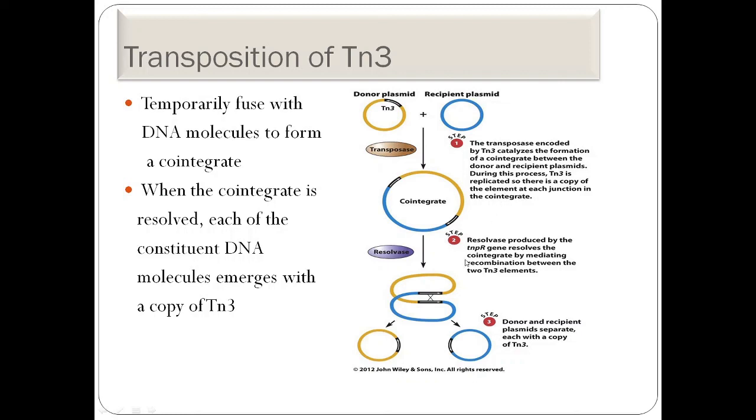Now in the second step, what will happen? Resolvase. The function of resolvase is to do homologous recombination. When the cointegrate is formed, homologous recombination will be done, and then Tn3 will be present in both the donor plasmid as well as the recipient plasmid. So when the donor and recipient plasmids separate, each will have a copy of Tn3.